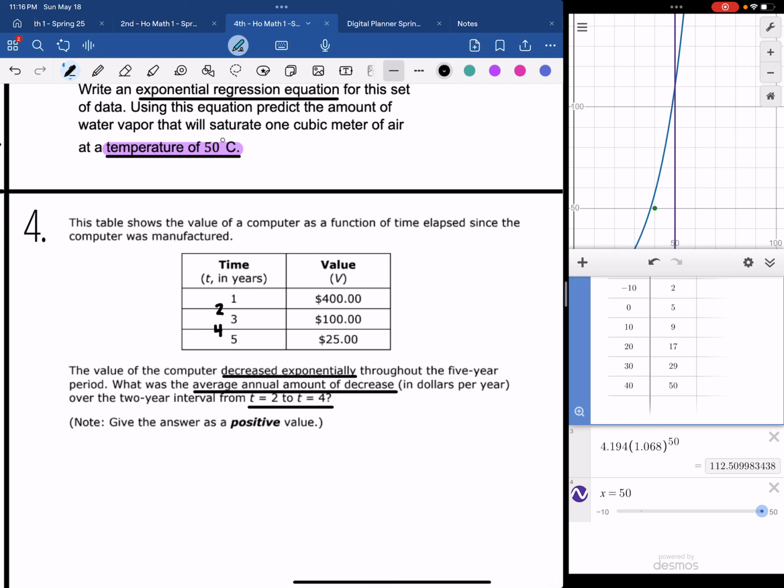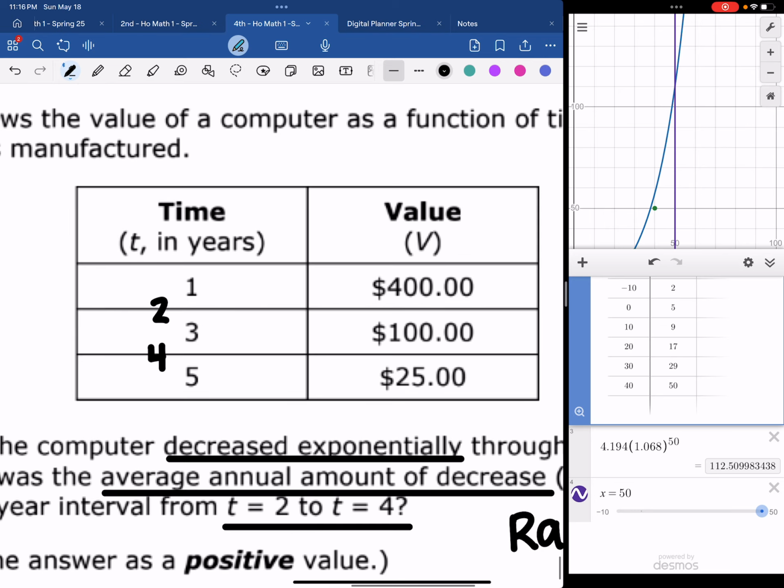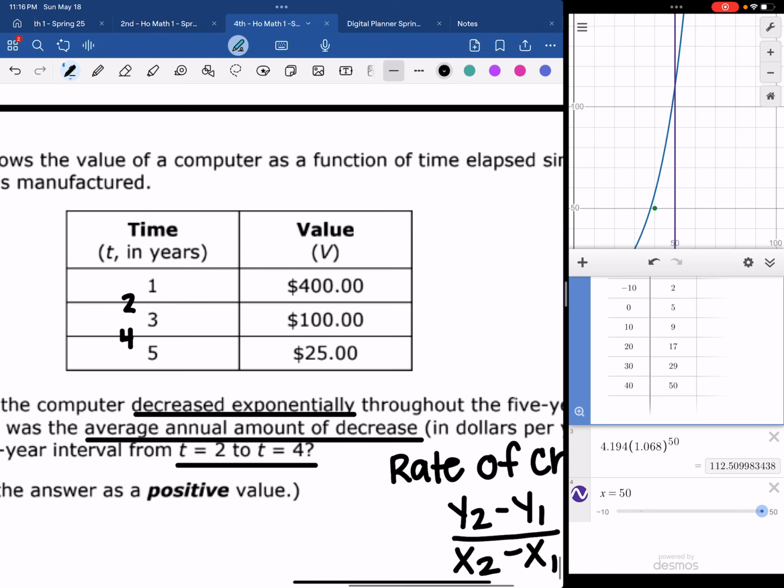So the annual amount of decrease is going to be my rate of change between those two. We've done rate of change. We should know how to do rate of change, and we should know that it's y2 minus y1 over x2 minus x1. But I cannot do my rate of change just because I don't know my y values for 2 and for 4. So we're missing those values in there.